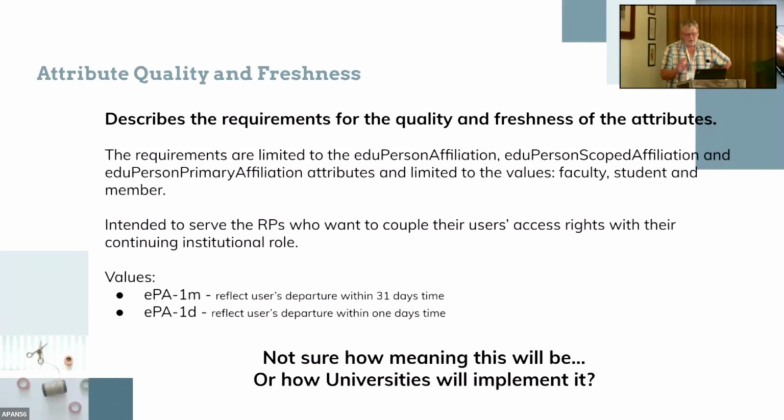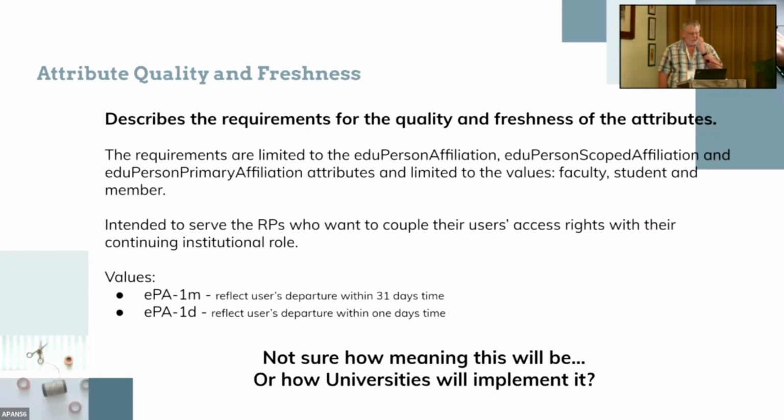The other part of the thing is that it's limited to the values faculty, student, and member, which is interesting. And I think I'll talk about that in the next slide, but that is going to make it interesting for Australia because we don't actually use faculty. We use staff and employee. A few use employee, but nobody uses faculty, which will be interesting for us to deal with. Or we can just ignore this one because, yeah, I'll come back to that. The values that can be asserted are based on the existing processes of your university.